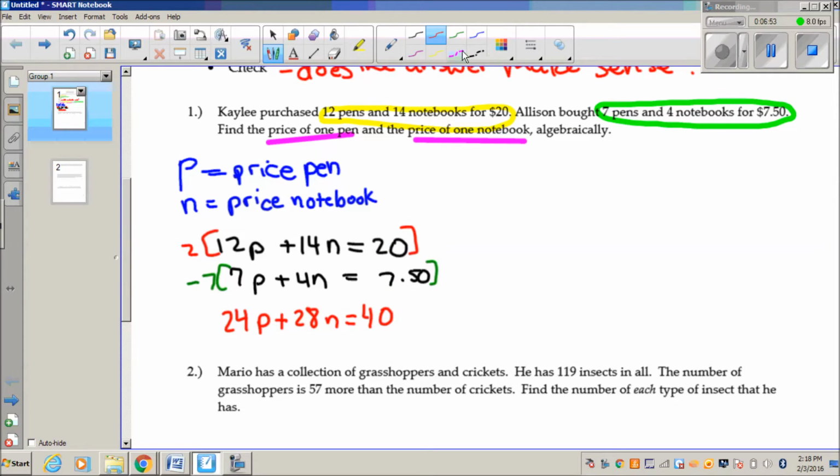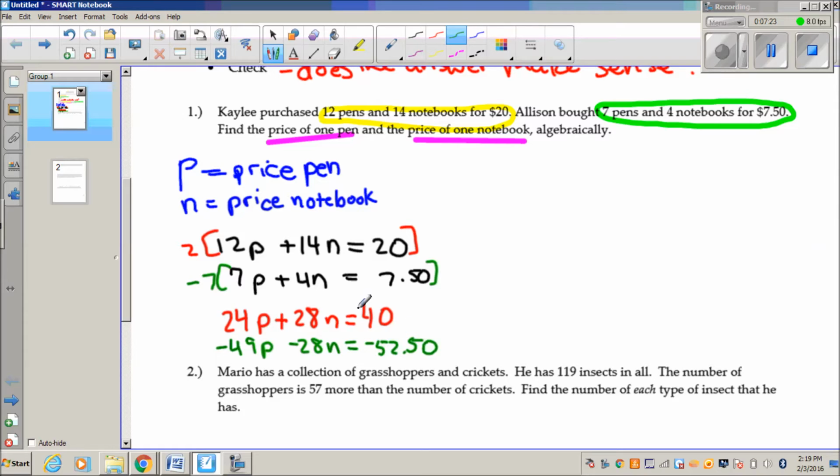Now I'm going to do the same thing with my other equation. I'm going to multiply everything by -7. So -7 times +7 is -49p minus 28n is equal to, I'm going to multiply 7 times $7.50, and it's going to be -$52.50. Feel free to use a calculator.